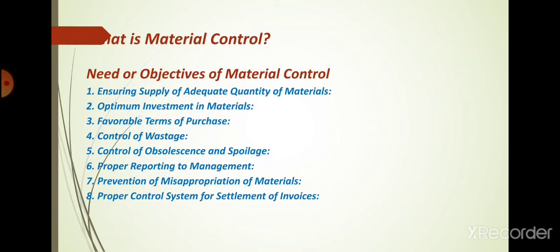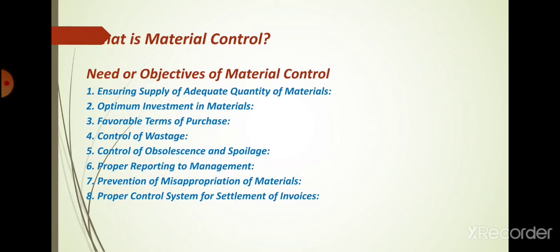The third one is favorable terms of purchase. The purchase price and other terms of purchase should be of maximum advantage to the firm. At the same time, quality and specification of the material should be as per requirements.